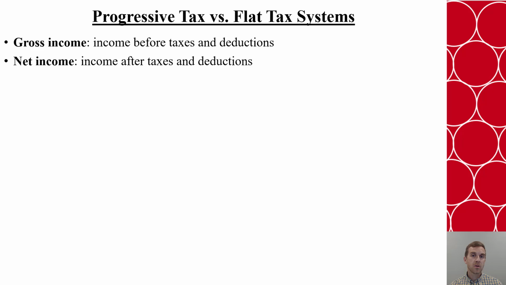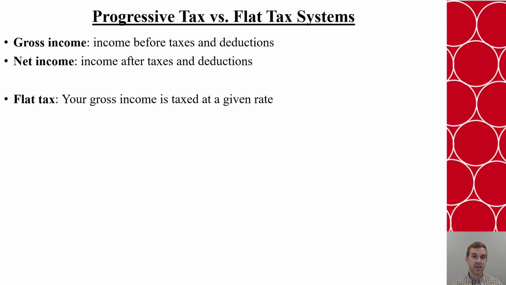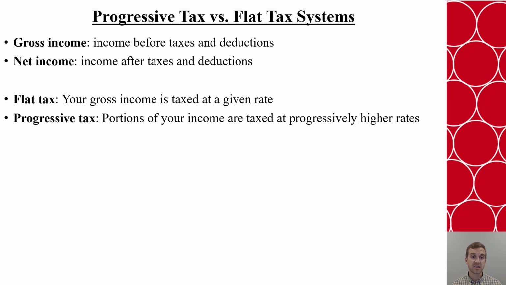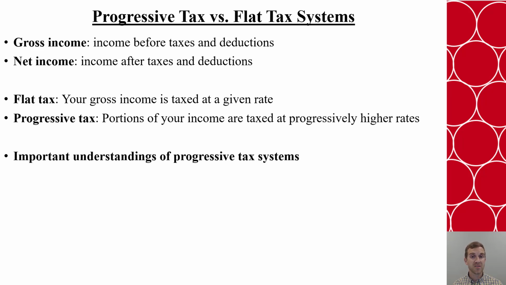Now we have two common types of income systems that are talked about, the flat tax and the progressive tax. In the United States, we have a progressive tax system. So let's compare it to one of the more common flat taxes. In a flat tax system, your gross income is taxed at a given rate, the entire income. Whereas in a progressive tax system, it takes your income and splits it into small portions that are then taxed at progressively higher rates.